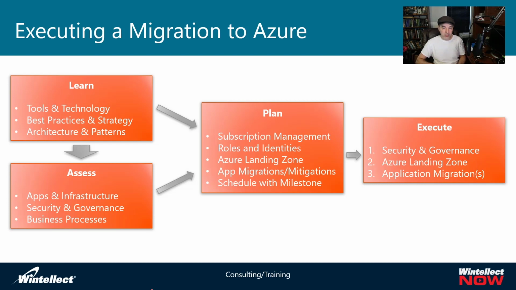So the first thing we want to set up is security and governance in Azure. That's basically setting up our subscriptions, our role-based access controls and our identities and things like that. Then we stand up an Azure landing zone, which is basically some baseline infrastructure that gets us internet connectivity, access into Azure, and things like that. And then from there, I can start doing app migrations into Azure.